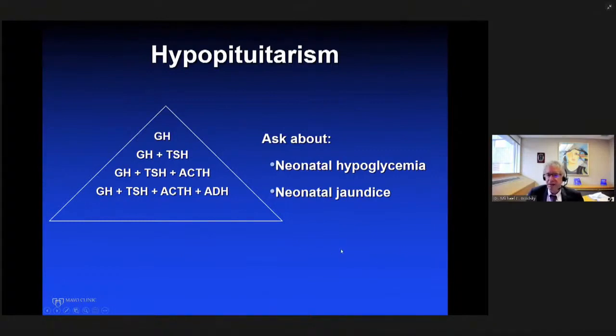And the two questions I ask are: is there neonatal hypoglycemia, which signifies either low growth hormone or low steroid? And is there neonatal jaundice, which signifies low thyroid hormone? So that's the most important history.